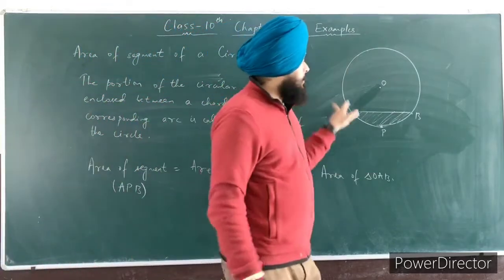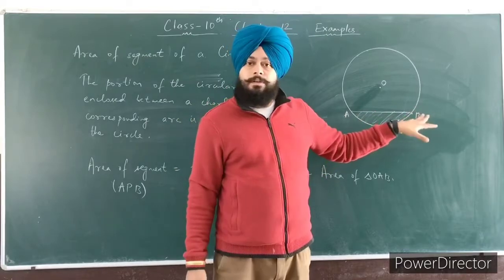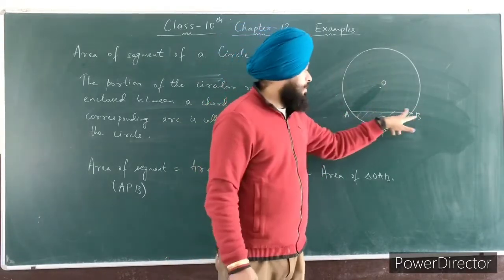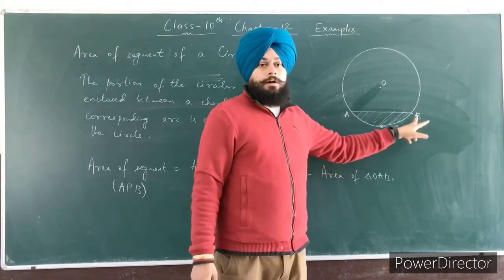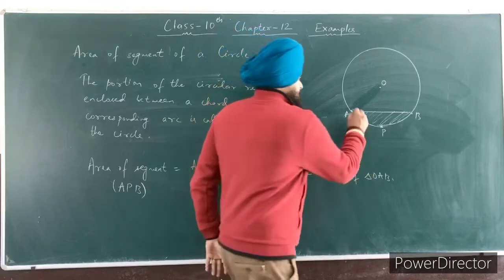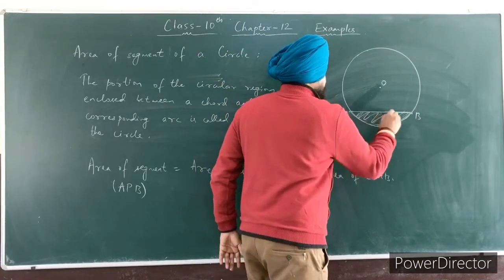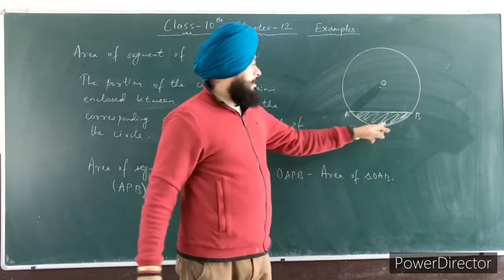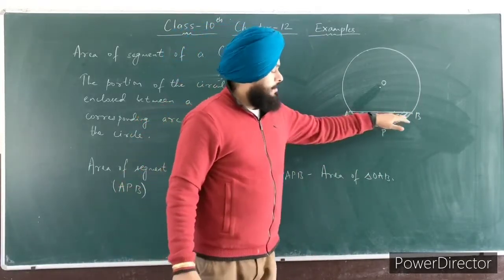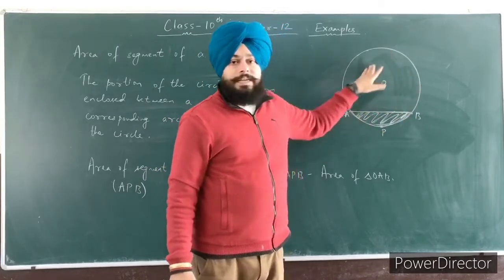So this is a circle with center O. You can see here this AB is the chord of the circle. The area enclosed between this chord and the corresponding arc is called a segment. This is the chord AB and this AB is the arc. So the area enclosed between this chord and arc is called a segment of the circle. This is the minor segment, and this is our major segment.